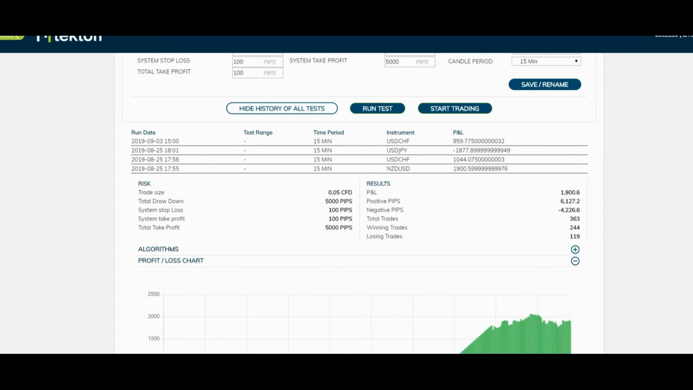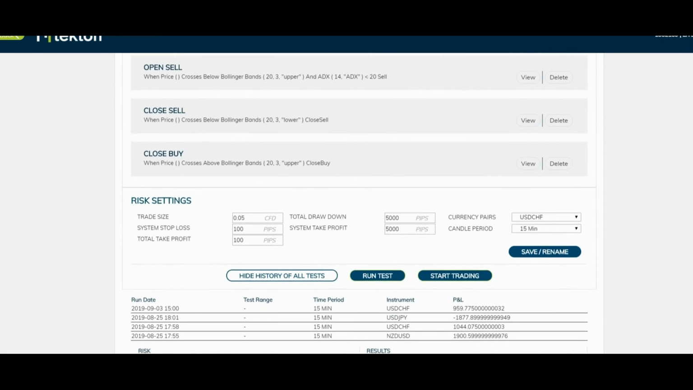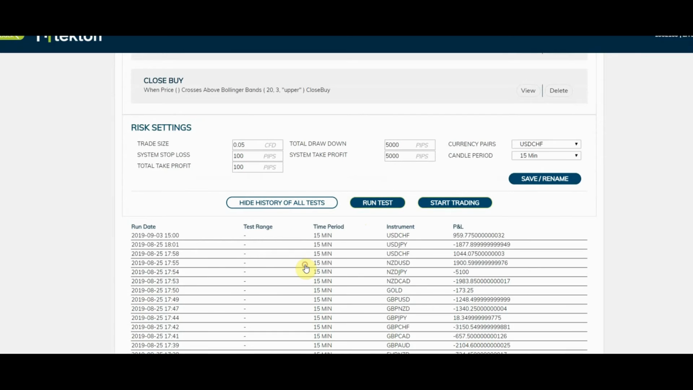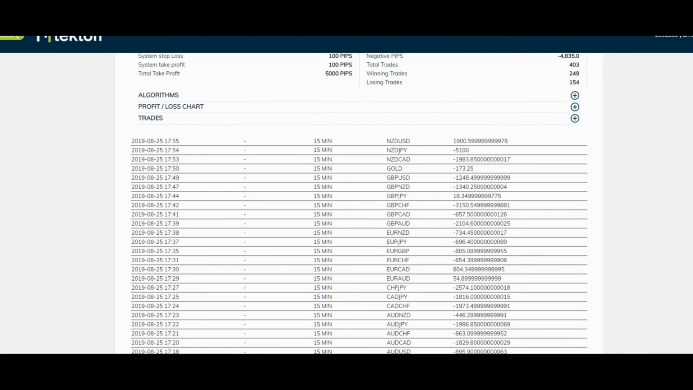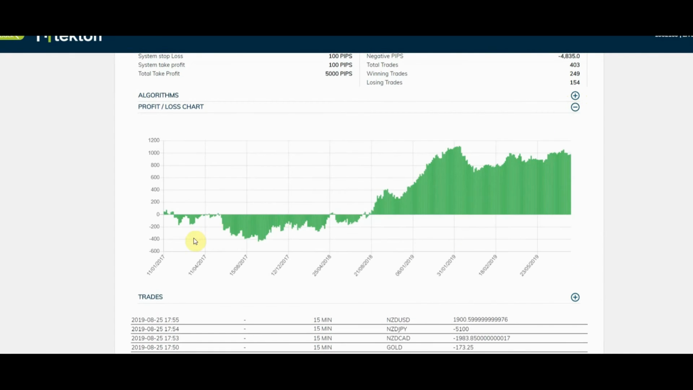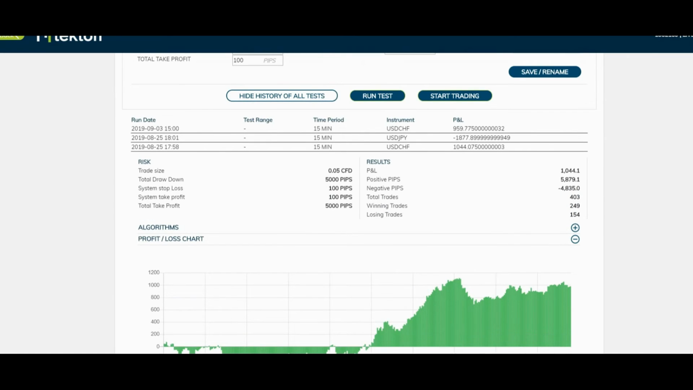So if we look at other results on this one, history of all tests, I'll just close that one down. There was one here on dollar Swiss. Okay, so dollar Swiss had a good result. It started off a little bit down on the bottom, but then it picked up considerably. So over the last year or two, it's been a very strong sideways market.